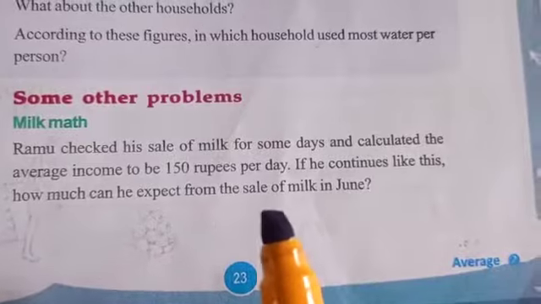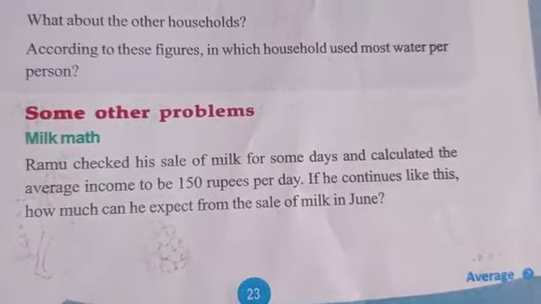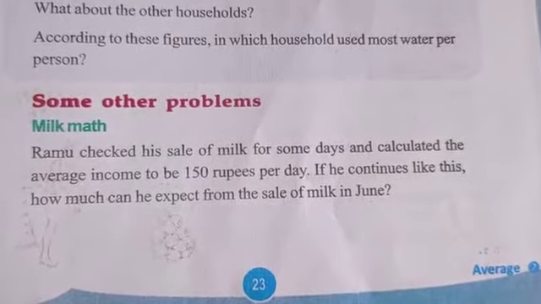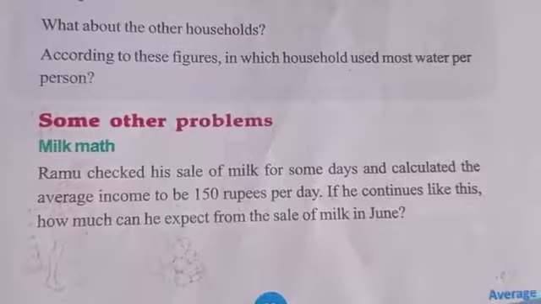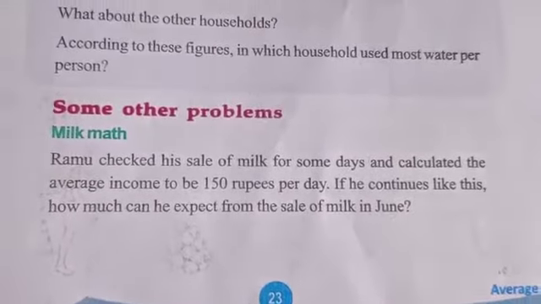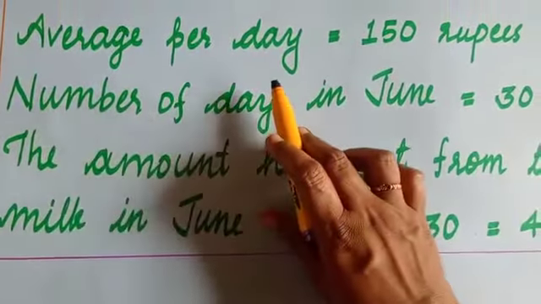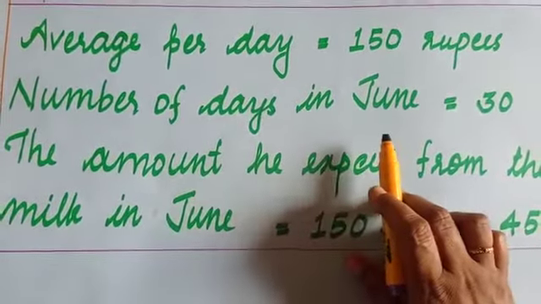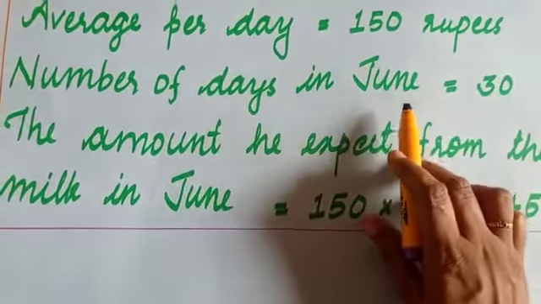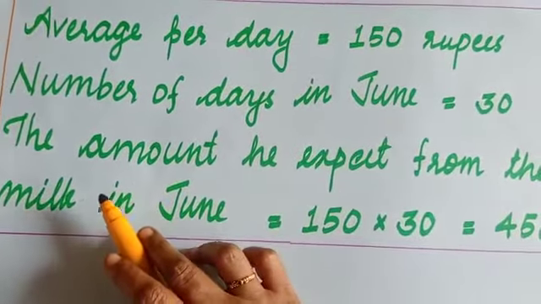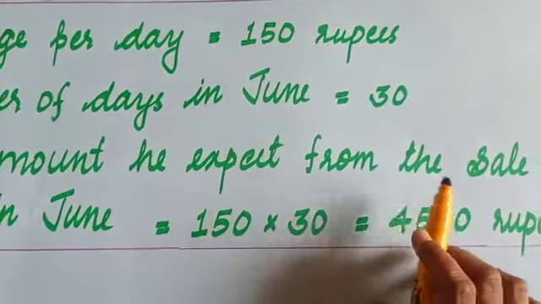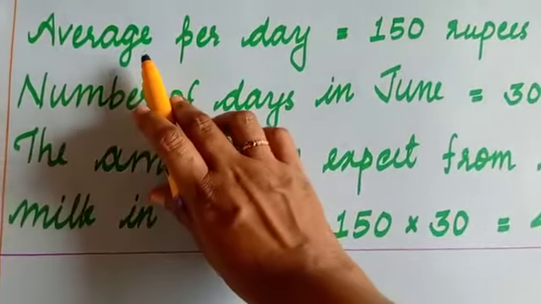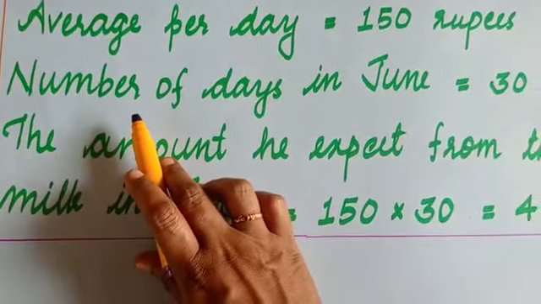Here the average income per day is given, 150 rupees. If he continues like this, how much amount can he expect from the sale of milk in the month of June? Here the average per day is 150 rupees. The number of days in June is 30. From these two data, we can calculate the amount he expects from the sale of milk in June.